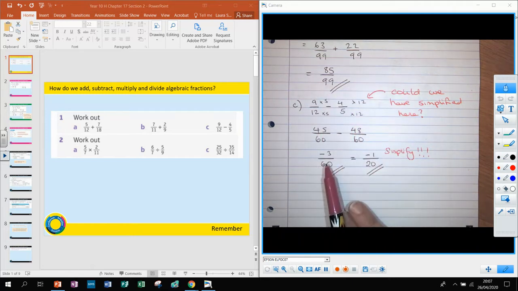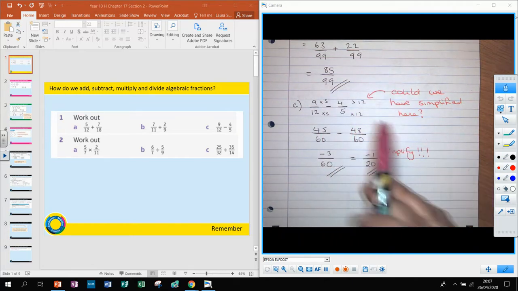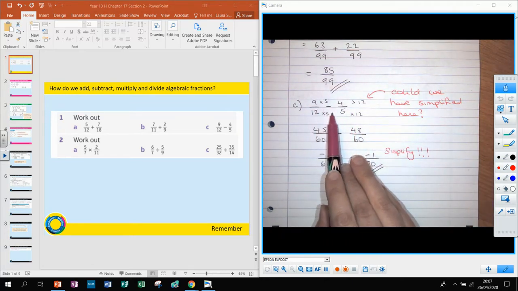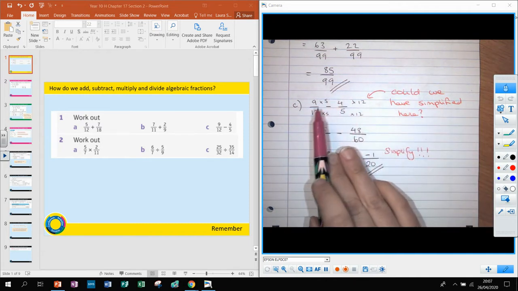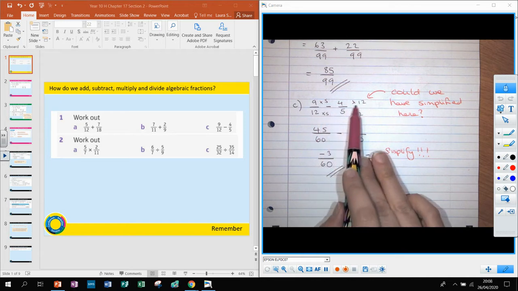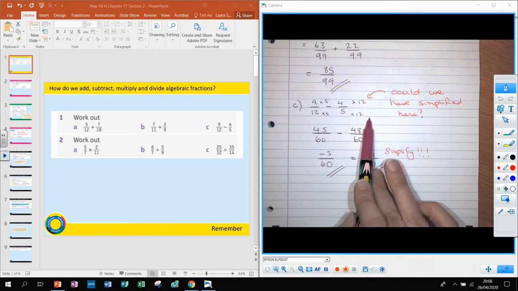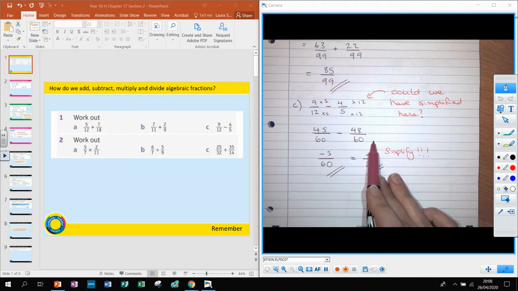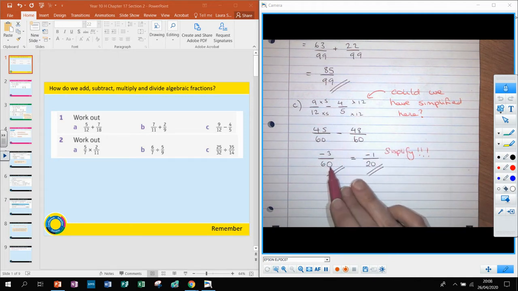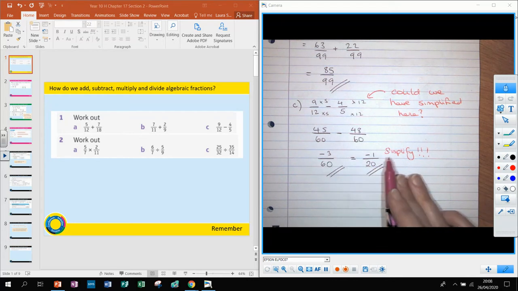So I've done it this way, and then I've reflected. So let's take a look. I thought 12 and 5, definitely 60. Very good. So we did 9 times 5, 12 times 5, 4 times 12, and 5 times 12. And that gave me 45 over 60 minus 48 over 60, which gave me negative 3 over 60. At this point, I realized that 3 goes into both, and we get negative 1 over 20.